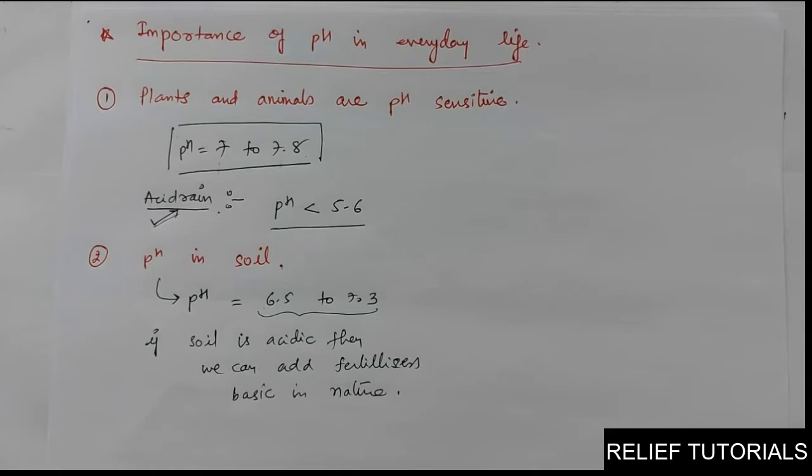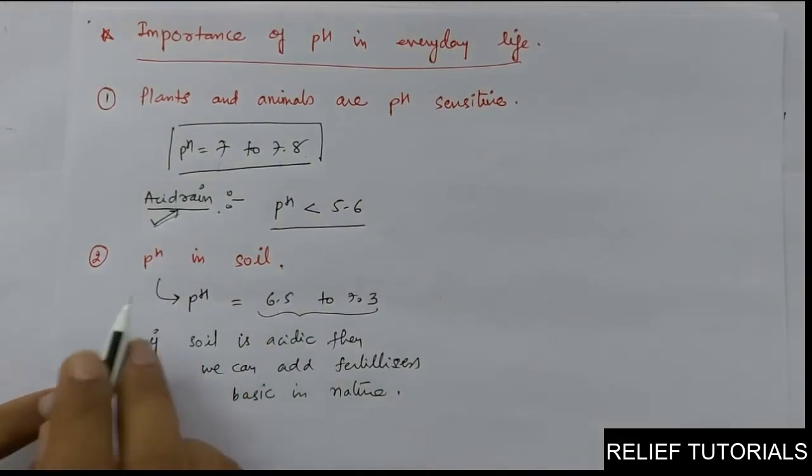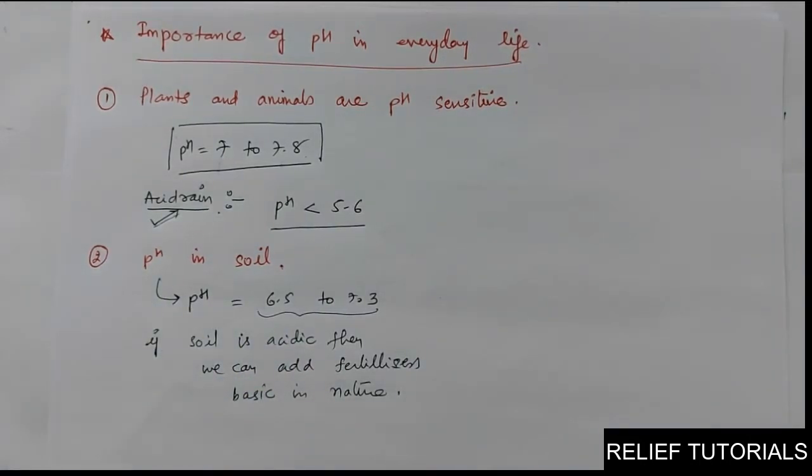Whenever we are trying to grow something in our garden or agricultural land, any type of crop, first of all we should know the pH of the soil. That can be done at soil examination centers. Once we know the pH of the soil, we can add corresponding fertilizers to maintain the pH of the soil between 6.5 and 7.3. In short, soil is also pH sensitive, and corresponding to the pH of the soil, the growing of plants can be decided.